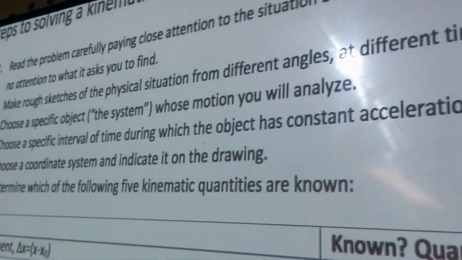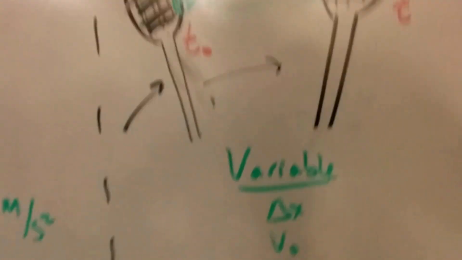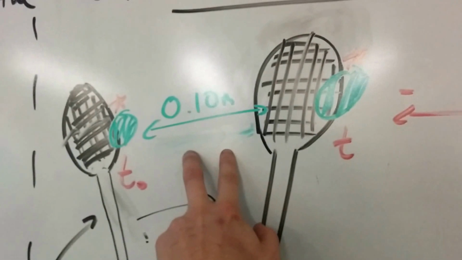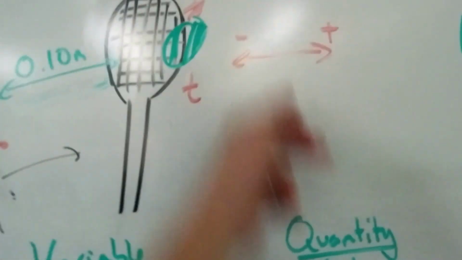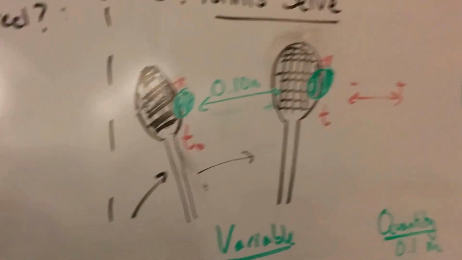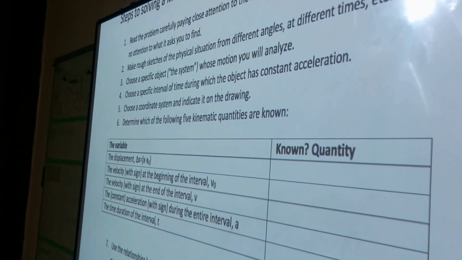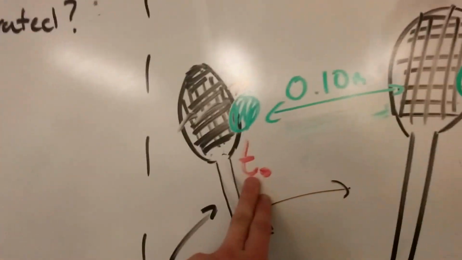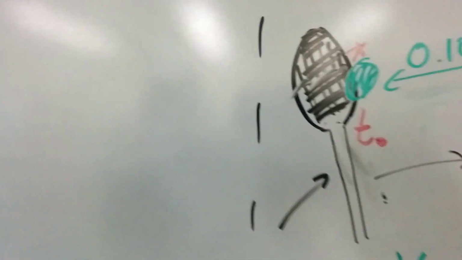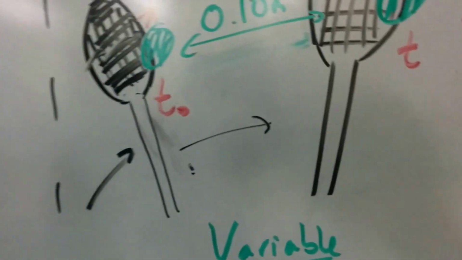All right, so we read the problem carefully, and now we're making our sketch. I have the initial time when the ball first makes contact, then it moves the ball 0.1 meters, and finally the ball is released from the racket or leaves contact with the racket. Third step, choose a specific object. I am looking at the ball. Choose a specific interval of time. My time here starts when you make contact with the ball, and then the ball leaves contact. Coordinate system, I'm calling the right positive, the left negative, and now we move down to the table.